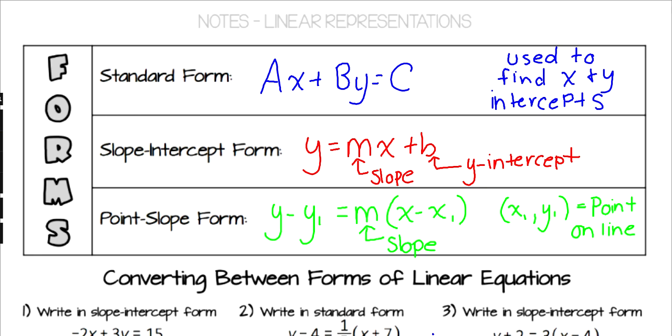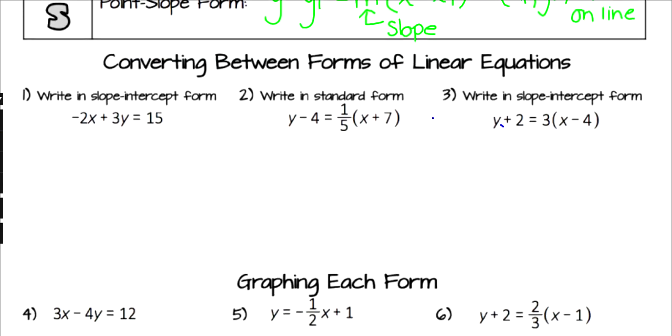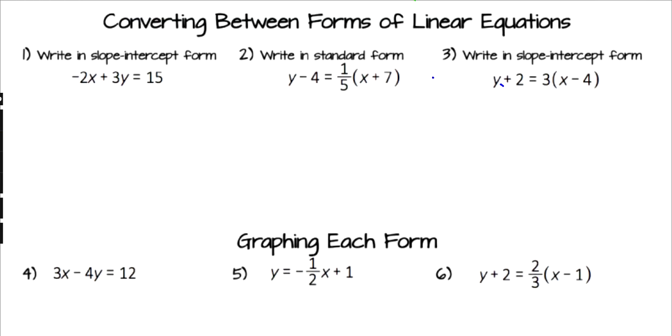So there you can see the three forms that we're going to be using to do a couple things. So we're going to start by converting between the different forms. So if we're given one form, can we change it to another form to be able to do different things with it? And then we're going to graph each form. So let's start by converting between the forms.